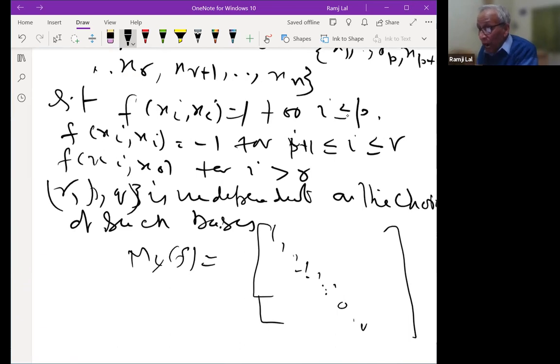So in other words, how many such symmetric bilinear forms over a real vector space will be there? As many triples P, Q, R, so that P plus Q is equal to R. If you fix R, the pairs P and Q can easily be observed, so that P plus Q is R, and then you can count them. So the complete classification of symmetric bilinear forms on R is there.